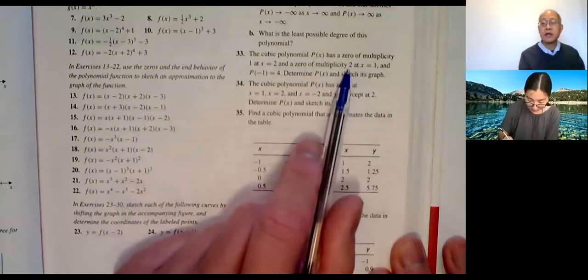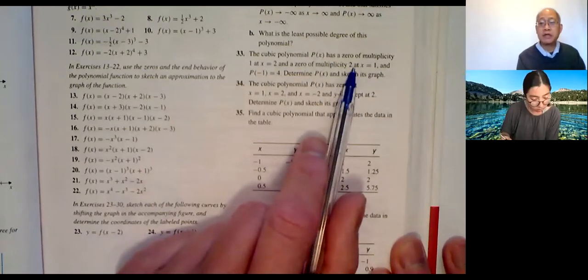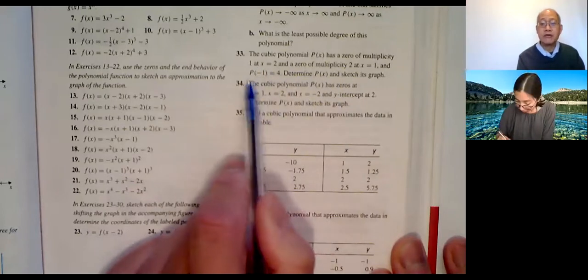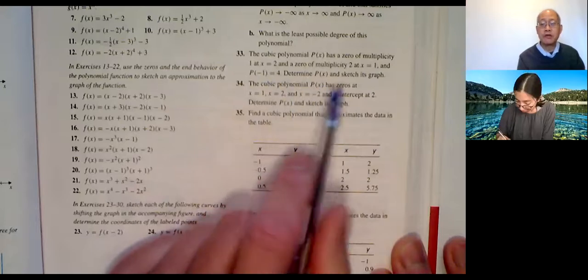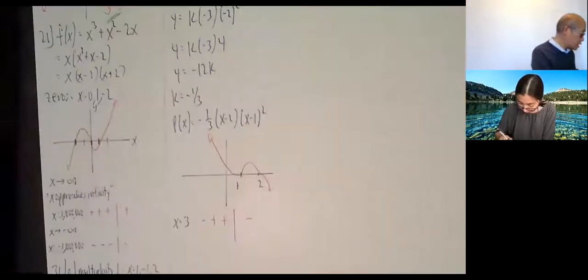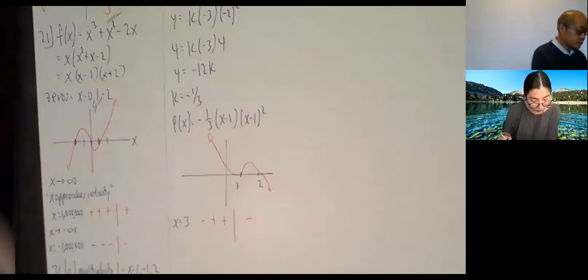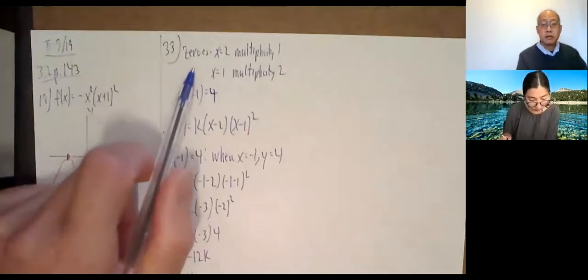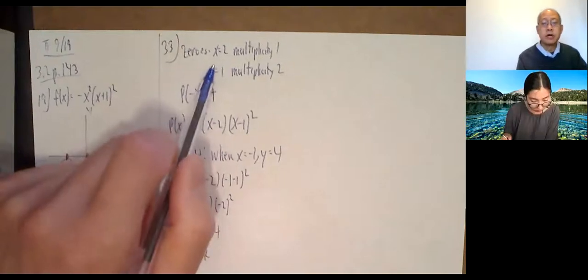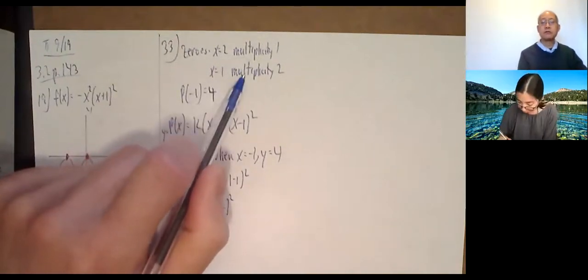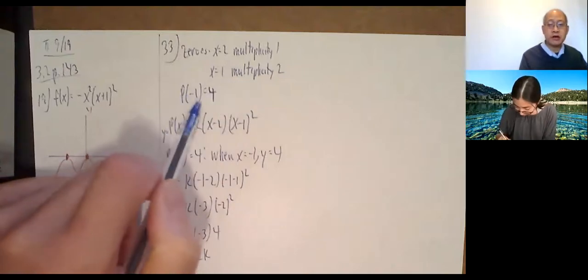Okay, so that means you have x minus 1 squared, and let's see, x minus 2. And p of negative 1 equals 4. Determine p of x and sketch the graph. Okay, so we put down the key information. The zeros are x equals 2, multiplicity 1, and x equals 1, multiplicity 2. And they give you this p of negative 1 equals 4.